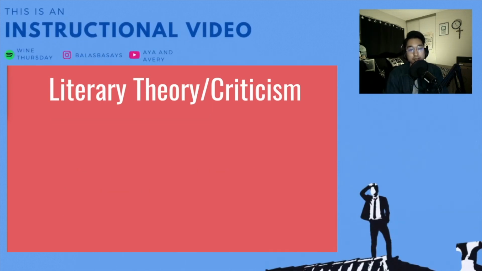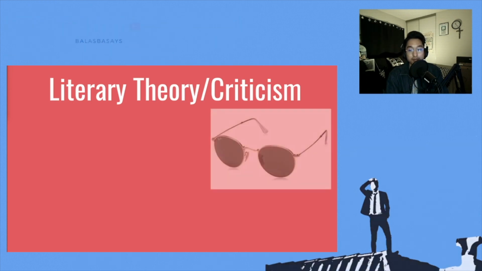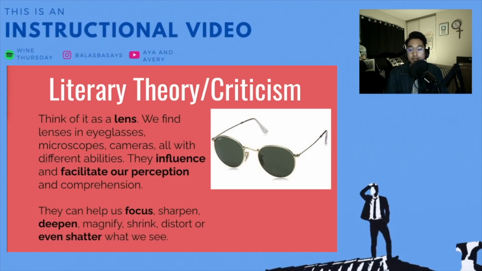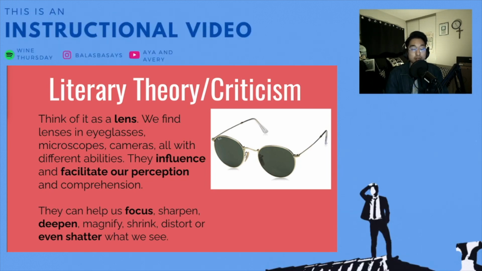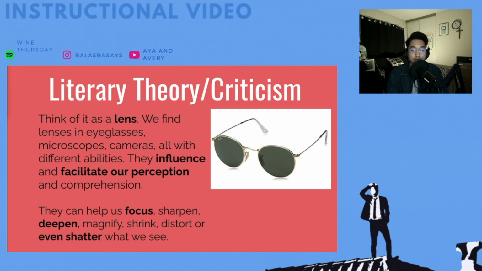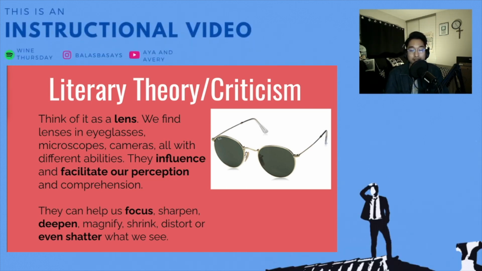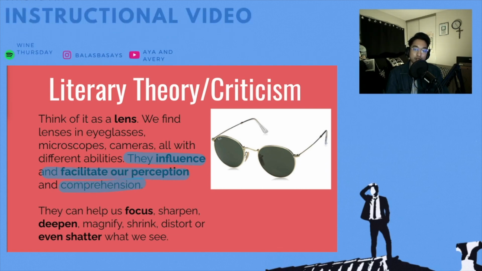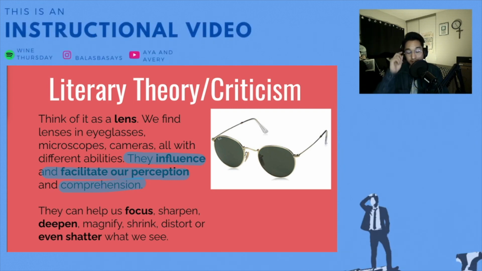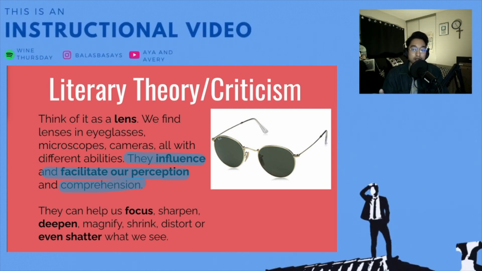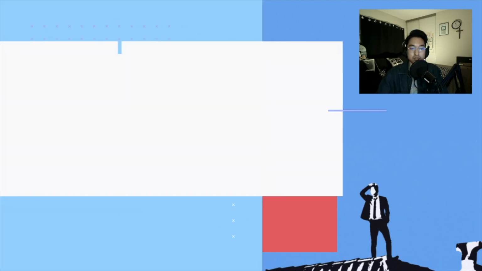I want you to think of literary theory or criticism as a lens. We find lenses in eyeglasses, microscopes, and cameras, all with different abilities. They can help us focus, sharpen, deepen, magnify, shrink, or even distort and shatter what we see. But they all help influence and facilitate our perception and comprehension of something. And that's the key here with literary theory or criticism. We're going to use it like a pair of glasses or a camera to help us look at things differently in the world and in what we're going to read in this unit.